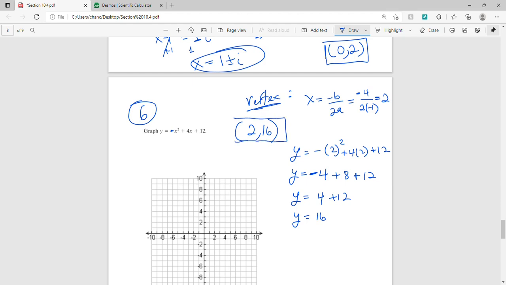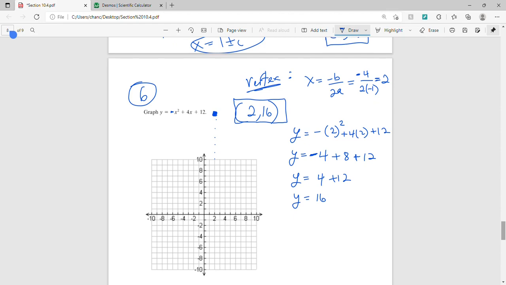And this is going to be a little bit off our graph. So we'll estimate this is 2, 10, 11, 12, 13, 14, 15, 16. So let's say the graph goes to here. Let's suppose our graph goes to here, and this is the point 2, 16. And so we have the vertex.